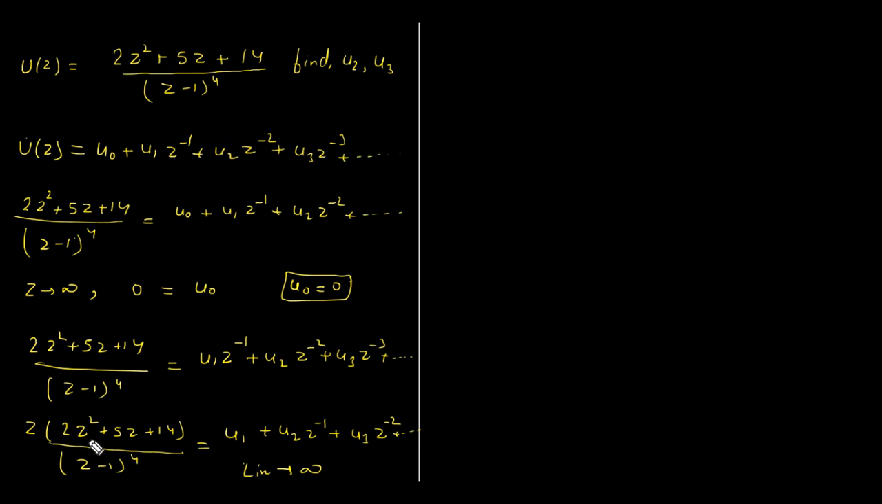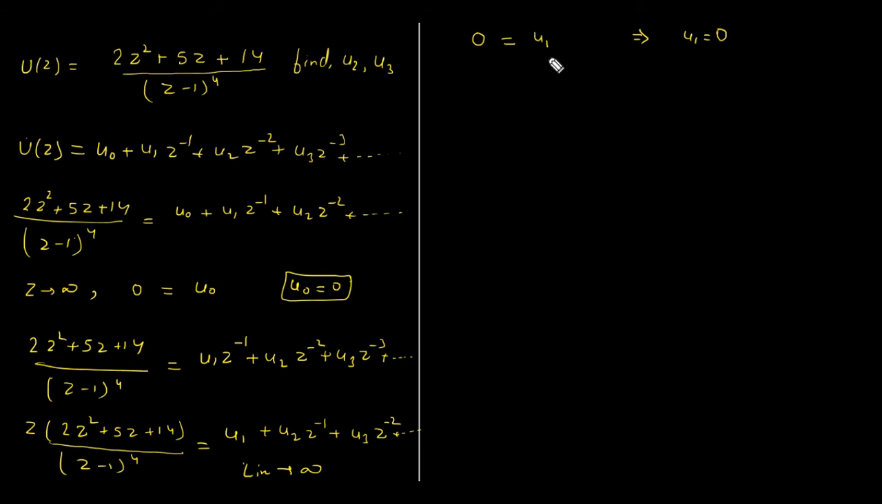So here in the left hand side the numerator power is 3, denominator power is 4, it will be 0, and here all these u2, u3 and u4 terms will be 0. It means u1, sorry, it is u1 is equal to 0. Clear? u1 is 0, u0 is 0. Now calculate u2.